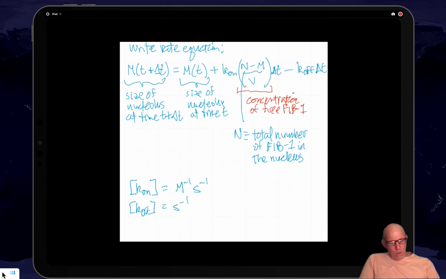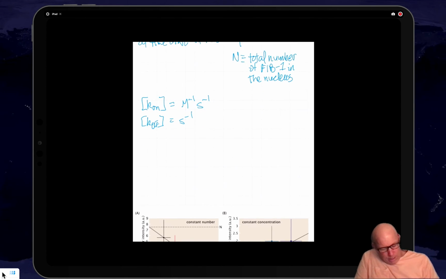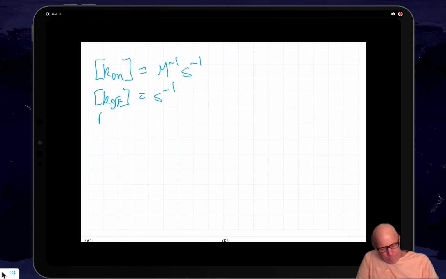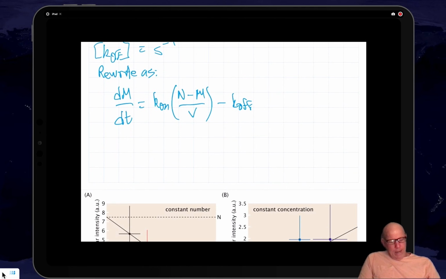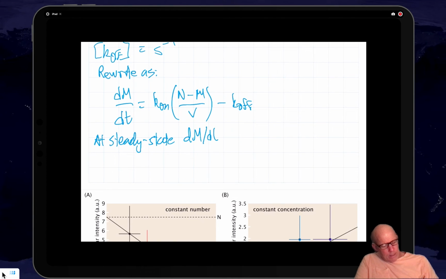Now, I just want to note that I could always rewrite this in the form dm/dt is equal to k_on times (n minus m) divided by v, minus k_off. So this is the differential equation version of that same law of time evolution. And we will interest ourselves in steady state. So at steady state, what do we know? We know that dm/dt is equal to 0.